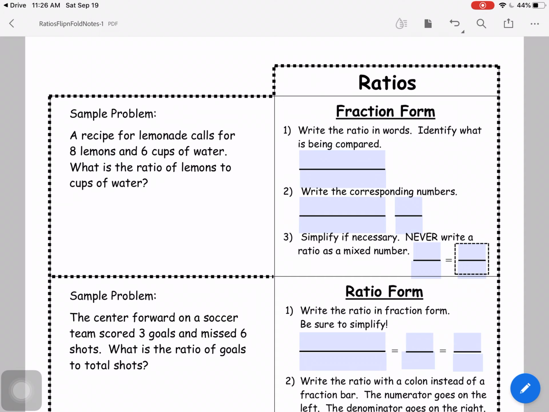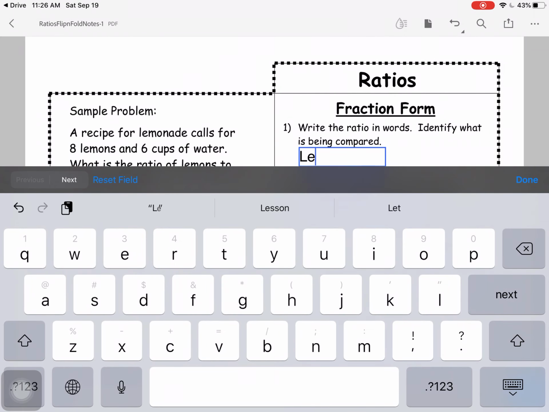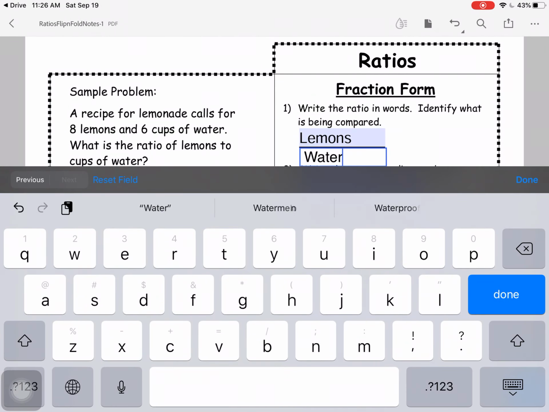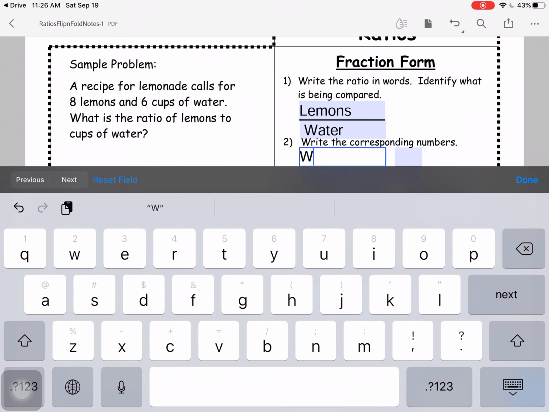So let's get started. A recipe for lemonade calls for 8 lemons and 6 cups of water. What is the ratio of lemons to water? So we have to determine the comparison between the number of lemons and the number of cups of water it takes to make the recipe. All right, so we are comparing lemons and water. All right, so then we write the corresponding numbers.